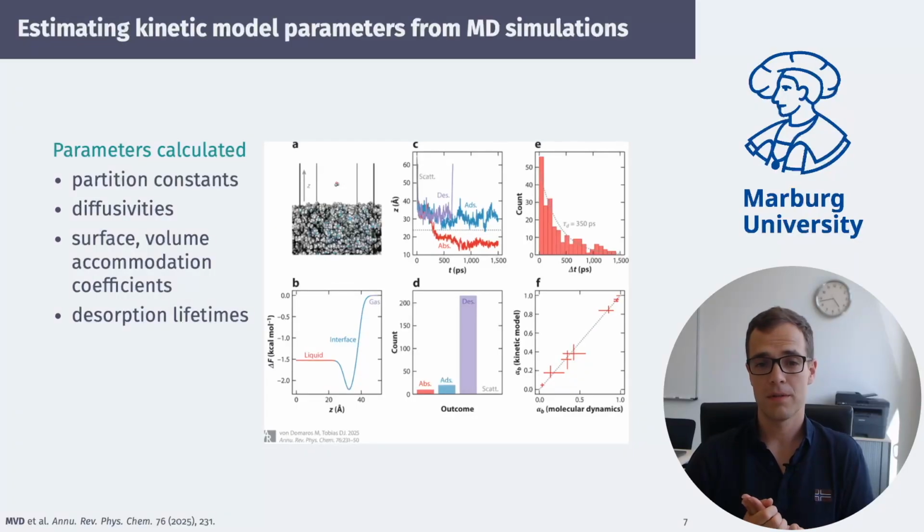Now, in the interest of time, I can't go into full detail of how we contribute to this indoor air chemistry part, because I want to move on to skin permeation. If you're interested in reading up on what we did there, I recommend a review which we recently published in the Annual Review of Physical Chemistry, and there we describe in full detail how we get access to various physicochemical quantities like partition constants, diffusivities, surface and volume accommodation coefficients, or desorption lifetimes.